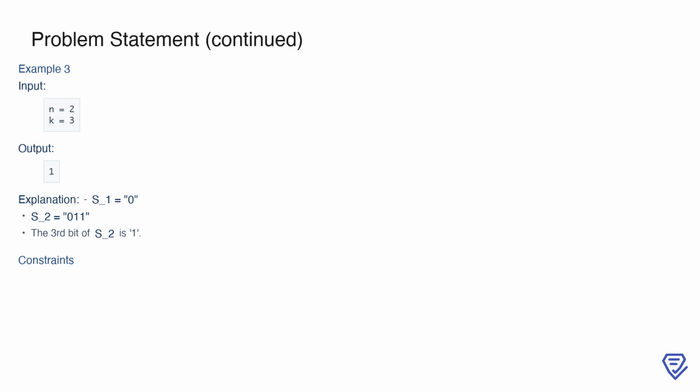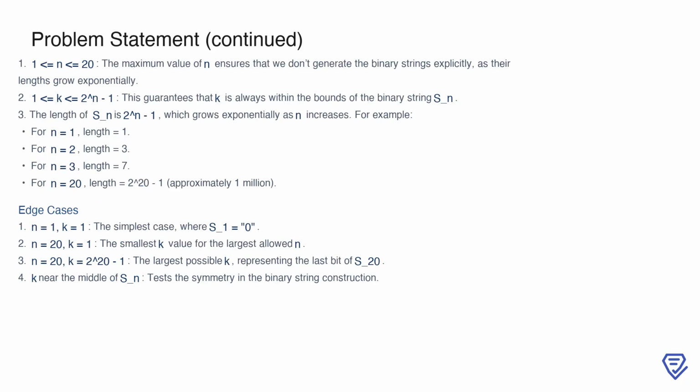Here's a simpler example to reinforce the concept. If n is 2 and k is 3, the output is 1. In this case, s_1 is 0, and s_2 is 011. The third bit of s_2 is 1, which is the result. These examples help to illustrate the pattern and symmetry in the binary string construction, which becomes critical as the strings get larger.